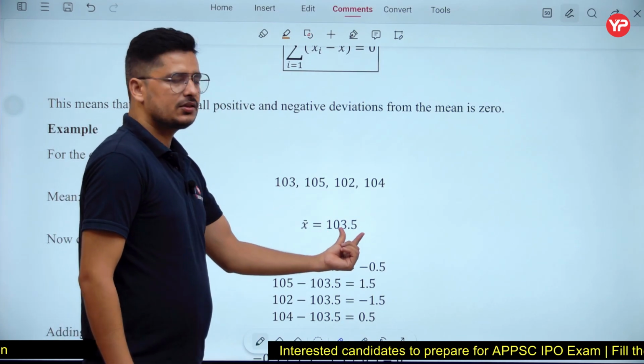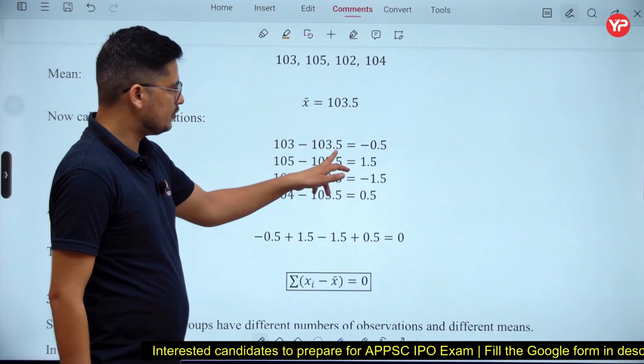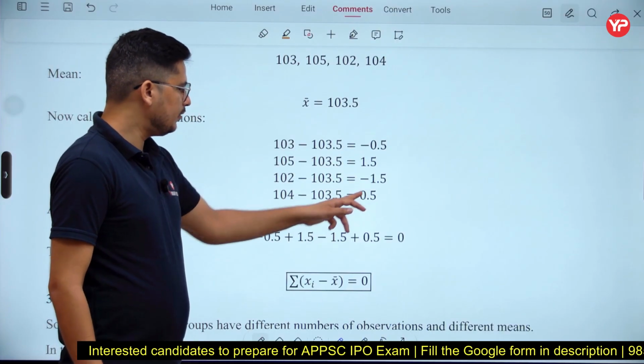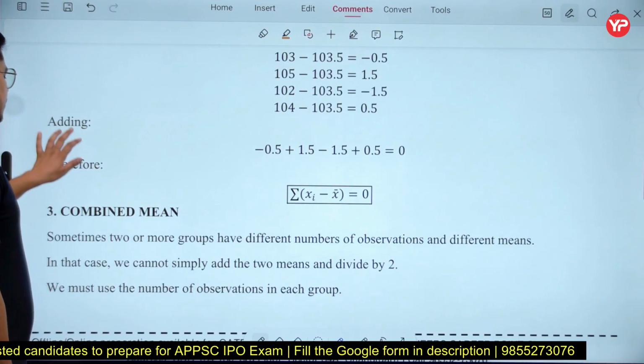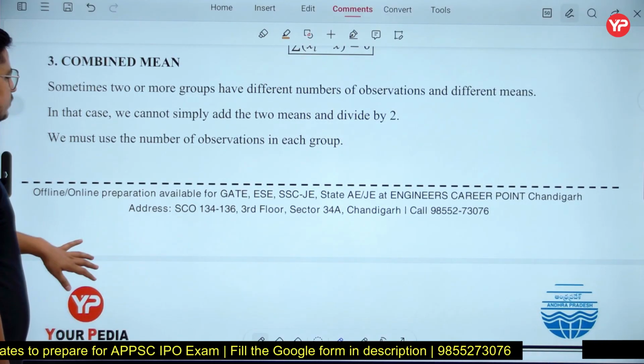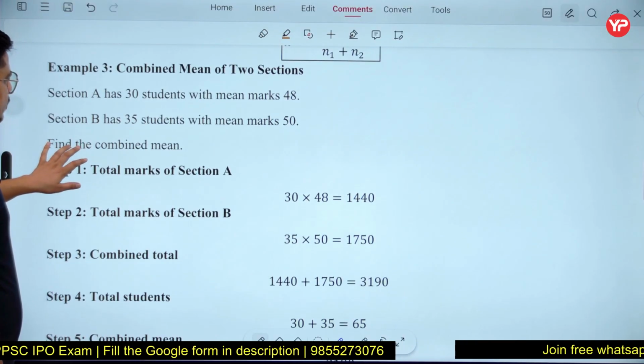If you take the mean, that is 103.5, and you will find that if you add all the deviations together, 103 minus 103.5 and so on, it will result in 0. So that will verify that one, right? Then there is the combined mean. Now you will better understand combined mean from an example here.